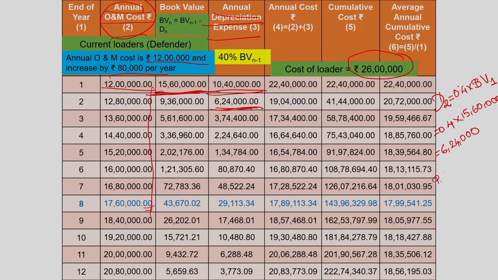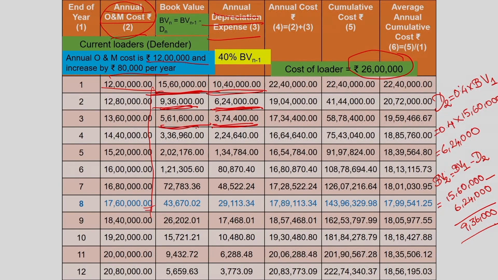Now calculate the book value at the end of second year. It is nothing but the book value at the end of first year minus the depreciation for the second year. Book value at the end of first year is 15 lakh 60,000 minus the depreciation for the second year, 6 lakh 24,000. So that gives you the book value at the end of second year as 9 lakh 36,000.